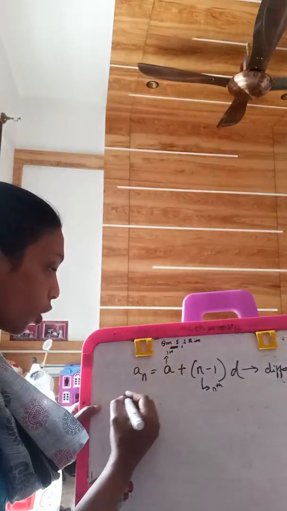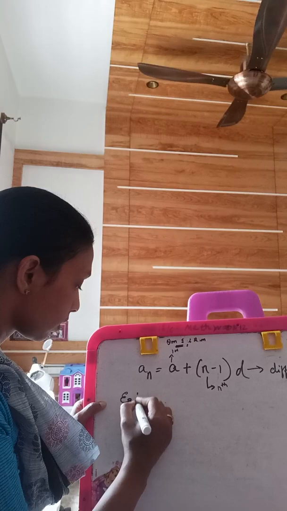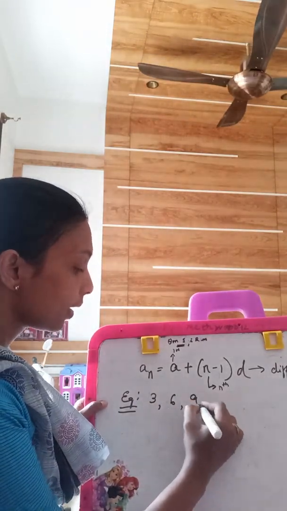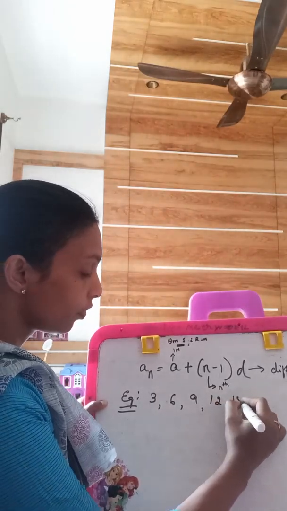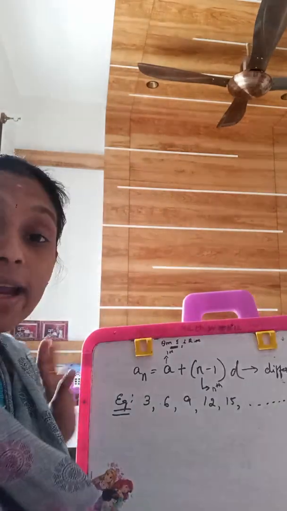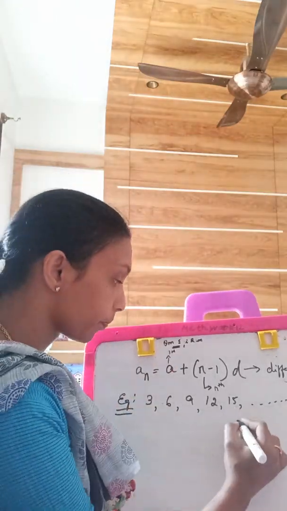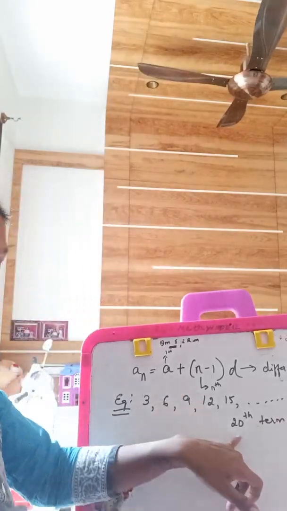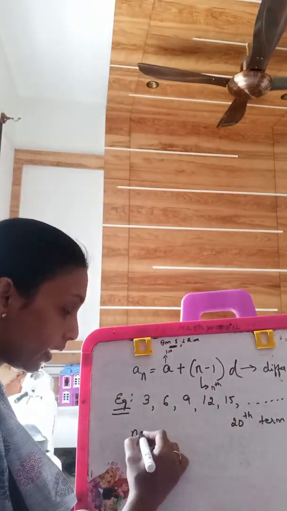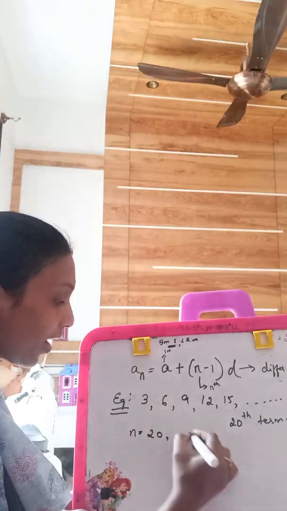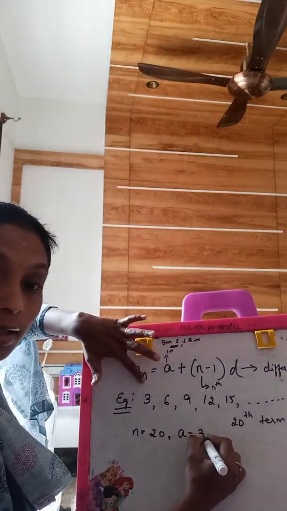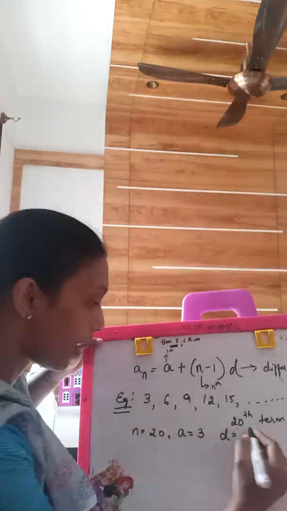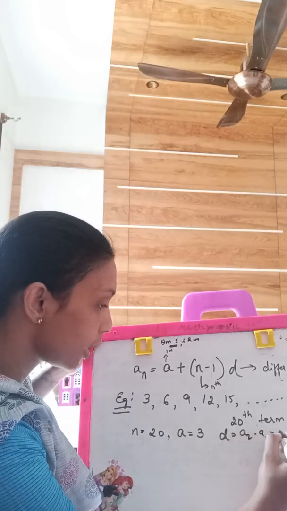Now, one example for this is 3, 6, 9, 12, 15, and we are supposed to find the 20th term. Now, n is nothing but 20. We know n is equal to 20. What is A? A is nothing but the first term, 3. What is D? D is nothing but A2 minus A1, which is equal to 3.